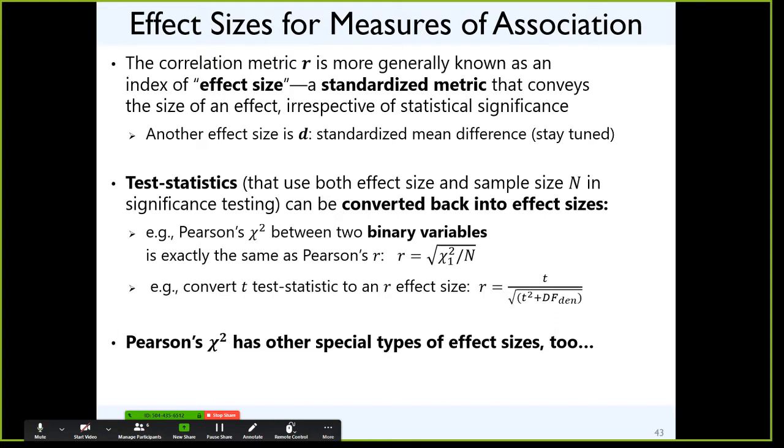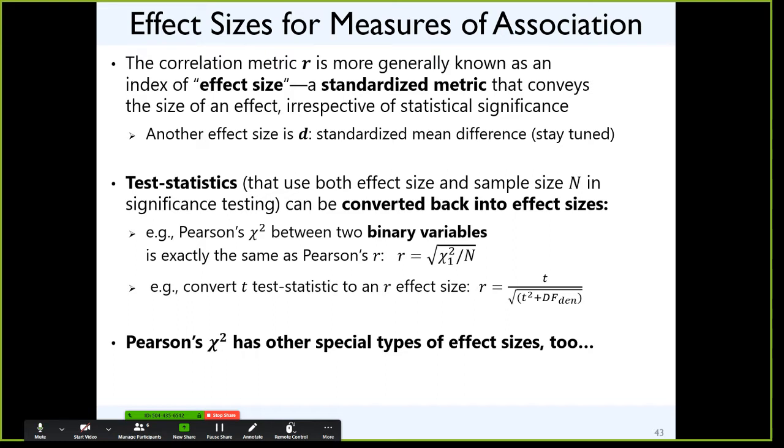It turns out that we can convert any test statistic back into an effect size. There are two effect size measures, two families that you will see most frequently. One of them you already know, it's correlation. Correlation as a generic concept is an effect size. It ranges from -1 to 1, so we know immediately what it means given the value.